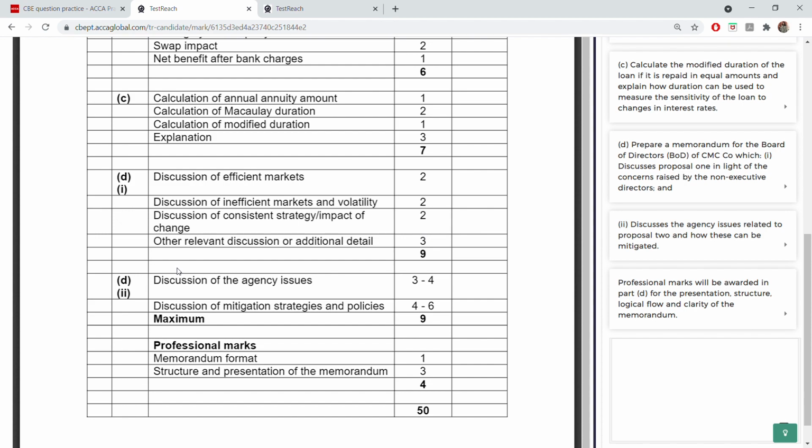Coming to the second part of D. All this will be written in the format of a memo. The other 3 parts do not come under report, okay? Discussion of agency issues, 3 to 4 marks. Discussion of mitigation strategies and policies is 4 to 6 marks. You have to be good in this area. This shows that you have to be good in the writing part as well as calculations. And professional marks: one is for the format of the memorandum, the other one is the structure and the presentation of that memorandum, 3 marks. And hence 50 marks. So that's it.